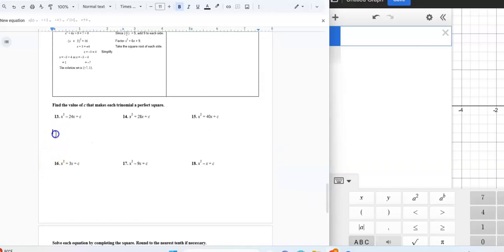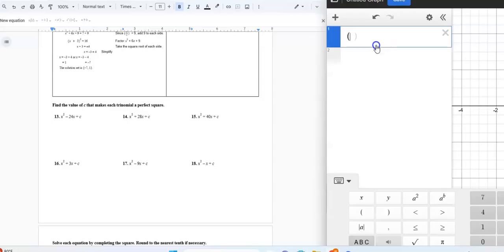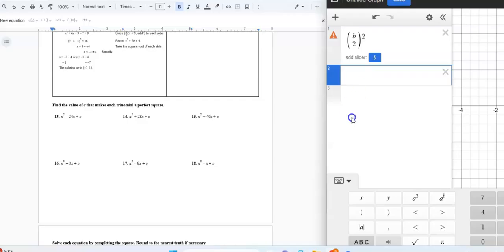What you do for these problems is take the b value and use this formula. Basically it's asking what you would make c, and you make c whatever this turns into. What is b? b is negative 24. So that's negative 24 over 2, squared. The c value would be 144, because that's what happens when you put the b value into this formula. You'd be adding 144 to both sides.